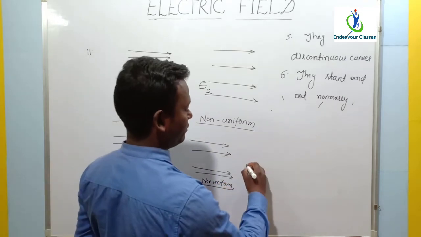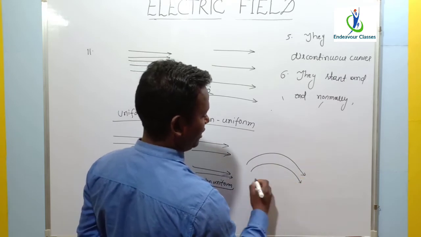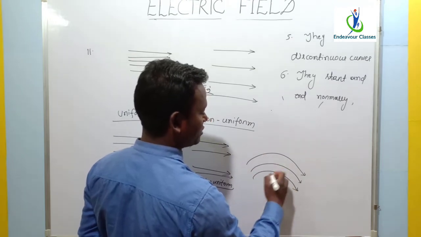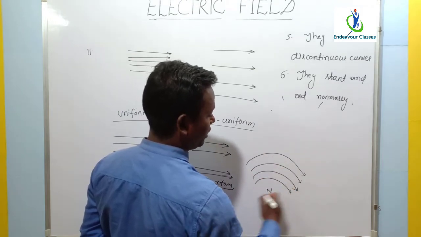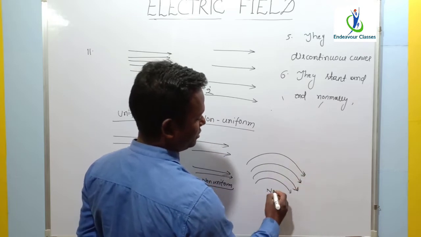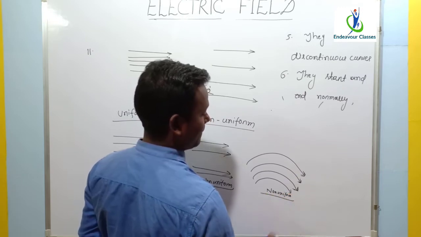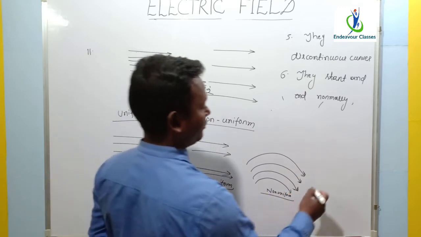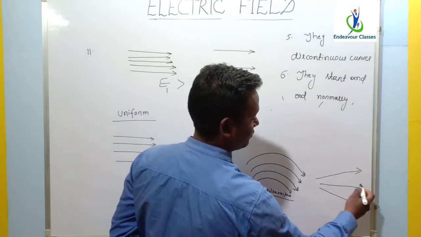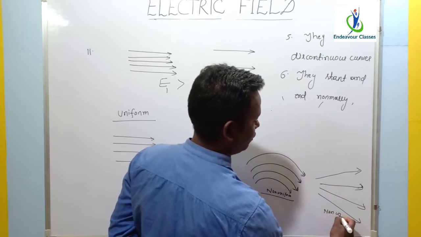Now in another case, suppose the magnitude remains constant but the direction varies. Here the magnitude remains constant because I am drawing parallel lines, but the direction is changing. So this is non-uniform. And in another case, if both the magnitude and the direction change, this also represents a non-uniform field.